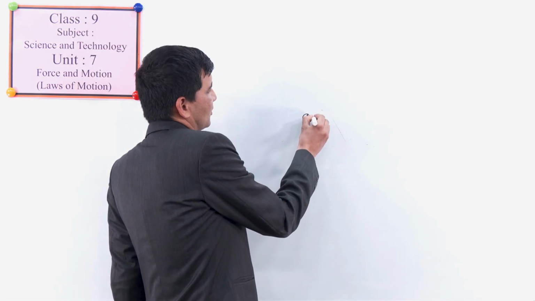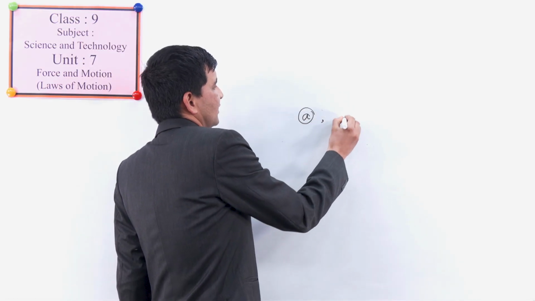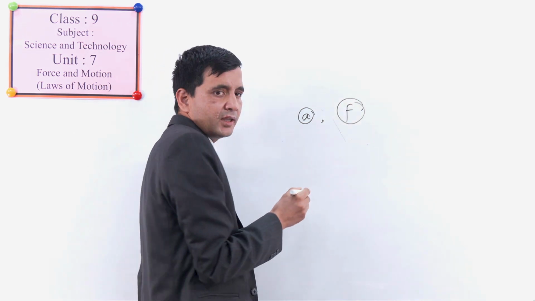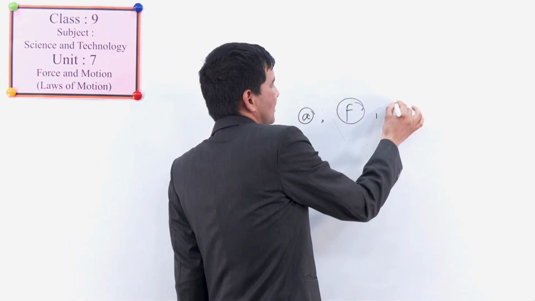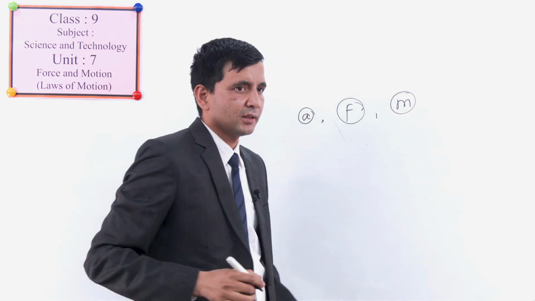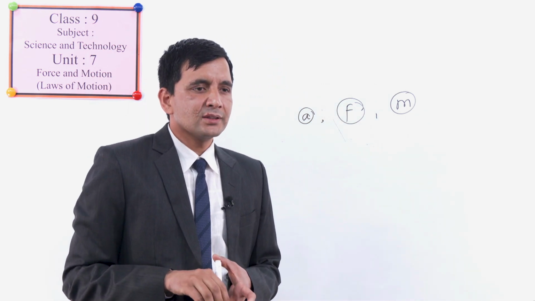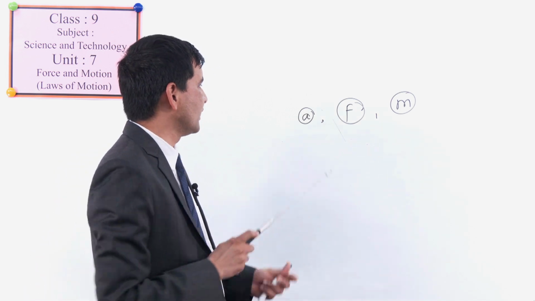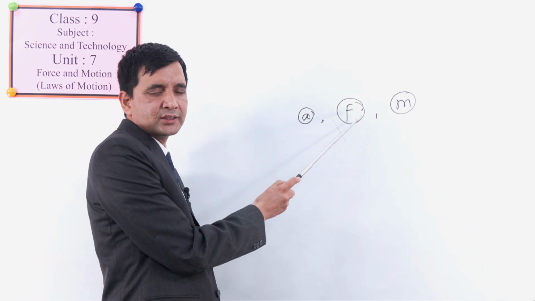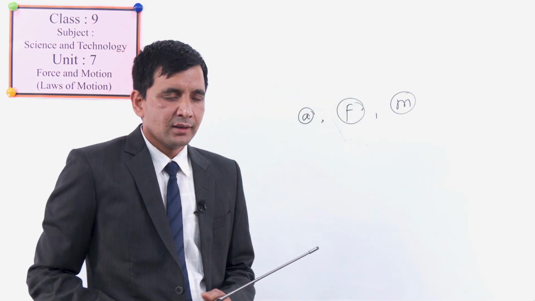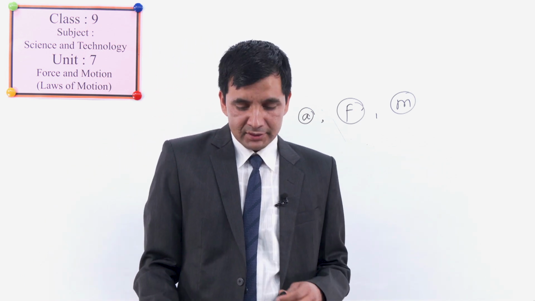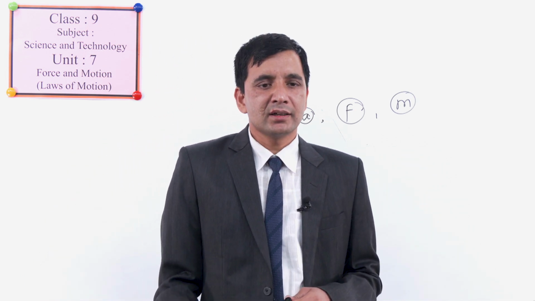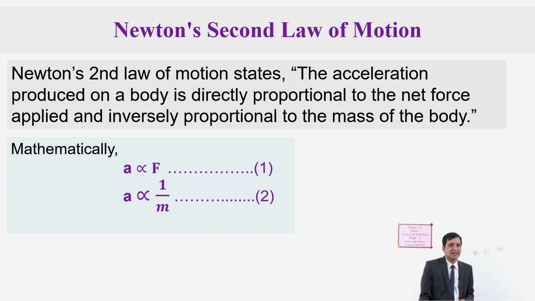In the second law of motion, there is acceleration, and the force acting on a body, and it is inversely proportional to the mass of the body. So, Newton's second law gives the relationship between these three physical quantities: acceleration, force, and mass. We can memorize Newton's second law of motion in an alternative way with the help of its mathematical expression.